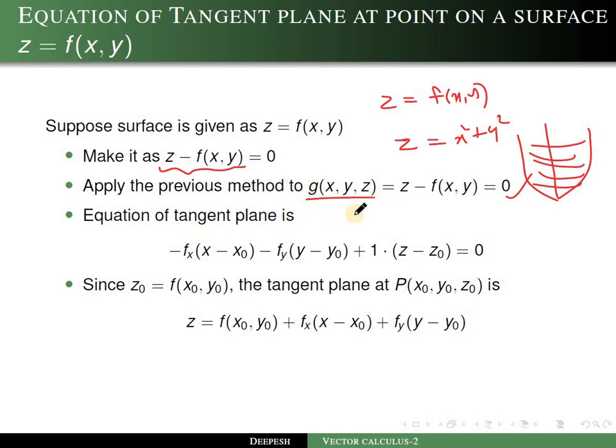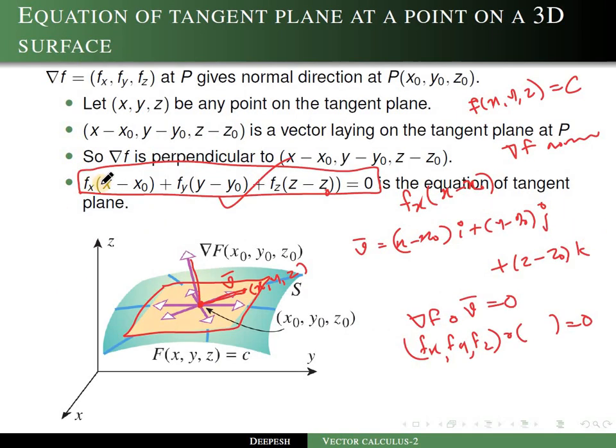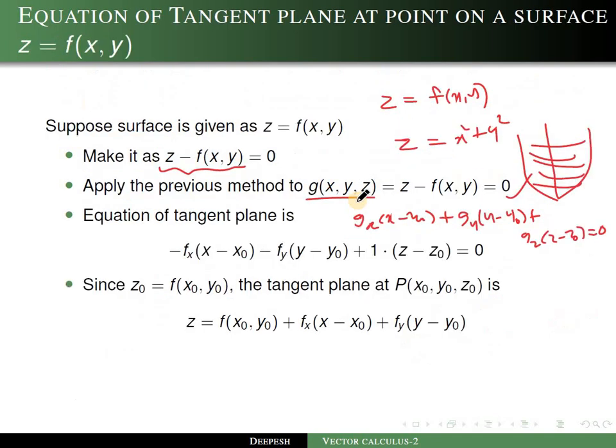So the equation of the tangent plane at the point x naught, y naught, z naught will be gx into x minus x naught plus gy into y minus y naught plus gz into z minus z naught equal to 0, because of this same idea. Instead of f, you have g here, because z equal to f I have used. So once you take it to the left side, you can call this a new function g. Now what is gx?